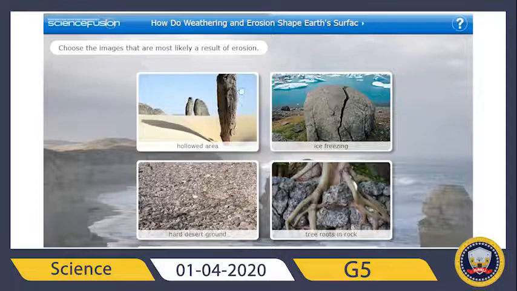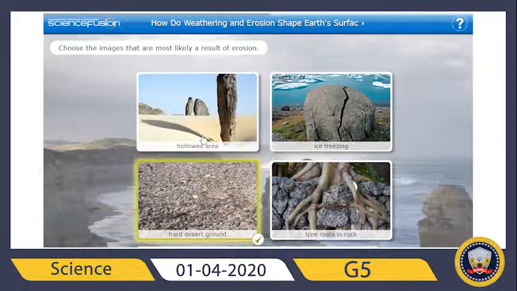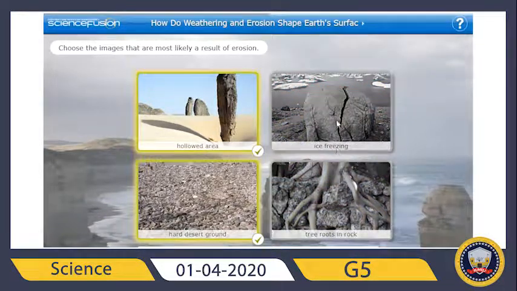On the other hand, the hollowed areas between the rocks, when the rocks are becoming unstable because of wind erosion, or the ground is just turned into desert as a result of, again, wind or water erosion, are considered erosion, but these are an example of erosion rather than weathering.